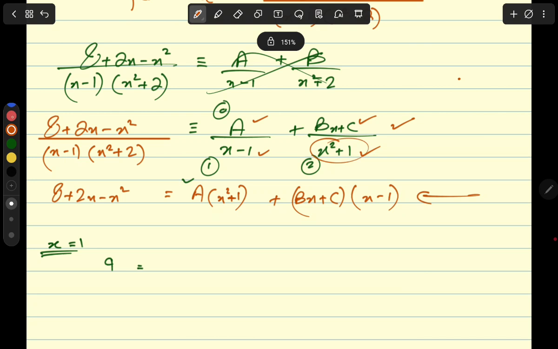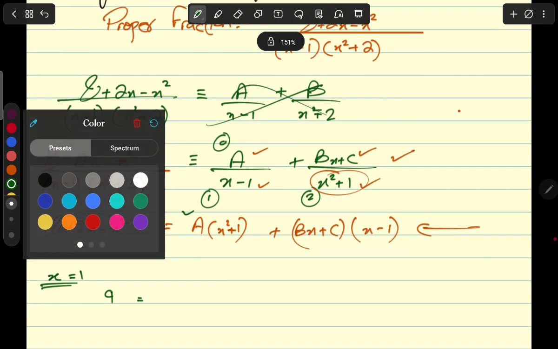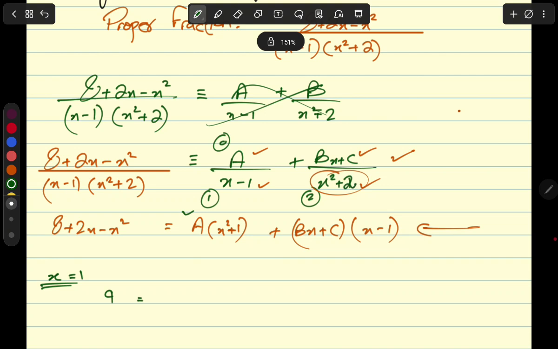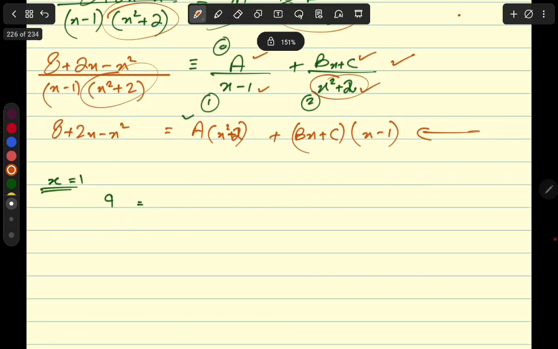So now the second bracket vanishes and I get 1 plus 1 is 2. Sorry, this was x squared plus 2. My bad, I made a small error. This was x squared plus 2, as you can see here. So now this becomes 3a. So my a is now going to become 3.